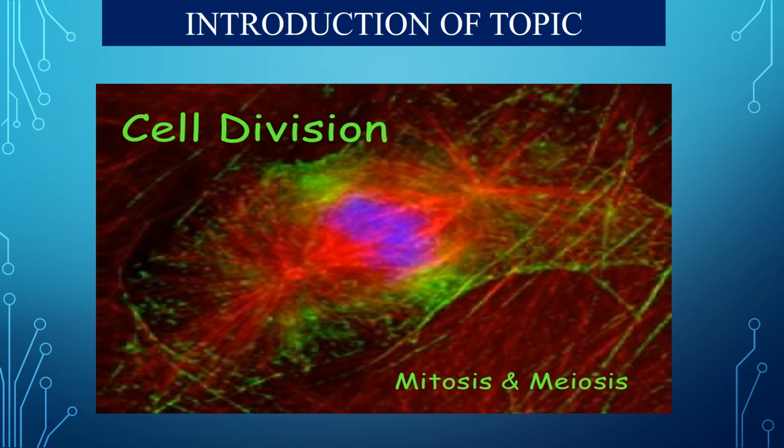Introduction of topic, cell division. Cell division is a process by which a cell divides into two daughter cells. We will discuss the mitosis and the meiosis. These are the two types of the cell divisions. Mitosis occurs in somatic cells and meiosis occurs in germline cells. So we will discuss the detail of these two divisions.